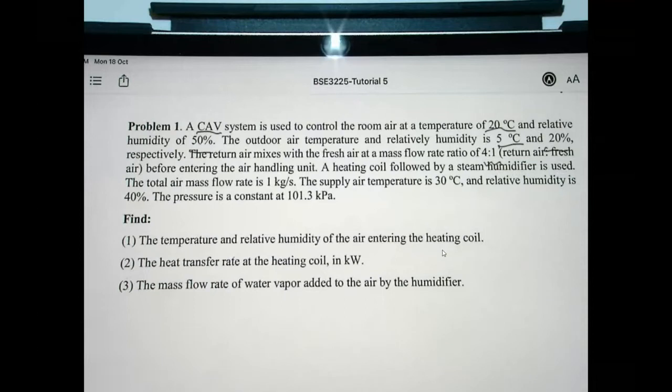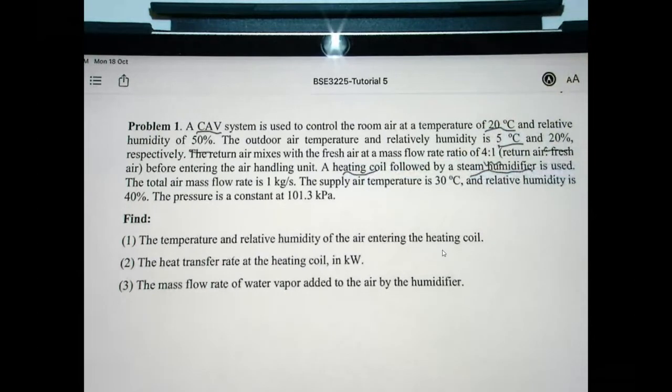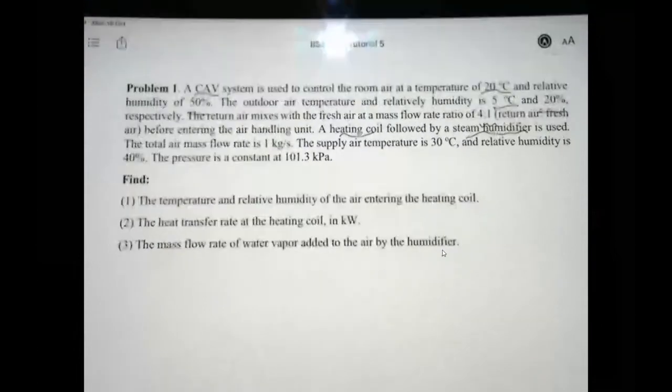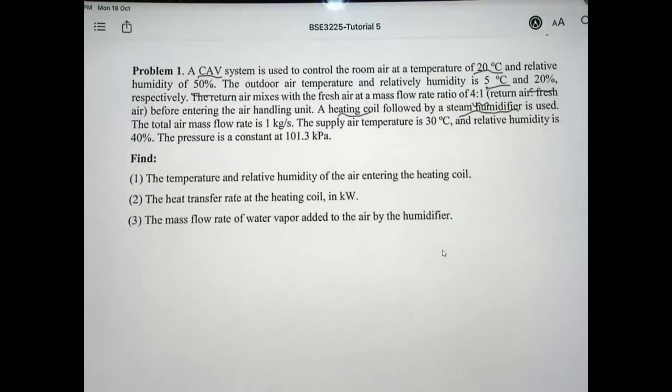And then in the air handling unit, we have a heating coil followed by a steam humidifier. The total air mass flow rate is given as 1 kilogram per second. The supply air temperature is 30 degrees and relative humidity is 40%. You are supposed to find the temperature and the relative humidity of the air entering the heating coil, and also the heat transfer rate at the heating coil, and lastly the mass flow rate of the water vapor added to the air by the humidifier.